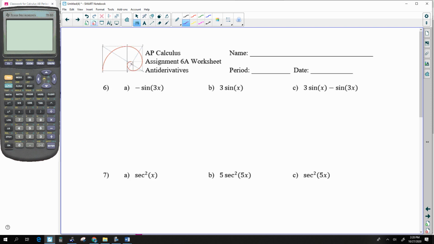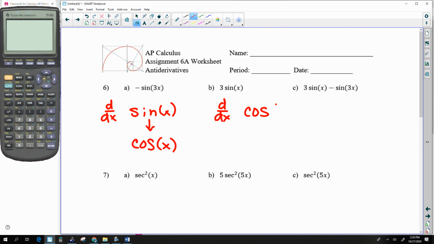All right, now, here we go with sines and cosines and things like that. When I take a derivative of something, like say I'm taking the derivative of sine, that turns into cosine. And if I take the derivative of cosine, that turns into negative sine.